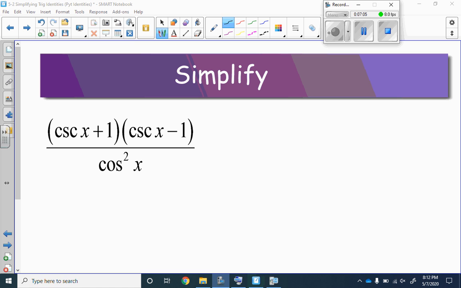All right, here's another one, kind of similar to the last one. Try and see if you can do this one all on your own.